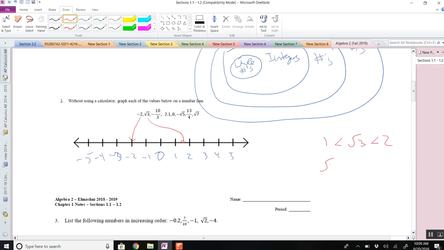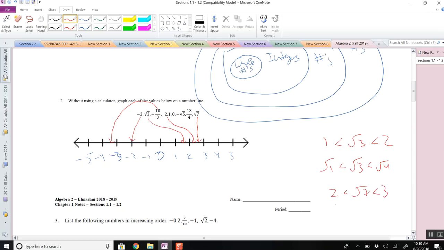The reason why is because root 1 is 1 and root 4 is 2. So naturally root 3 would be between root 1 and root 4. -10/3 would be a little bit to the left of -3. 2.1 I think is pretty obvious, is right there. Root 7 would be a little bit more than 2 and less than 3. Probably right there.